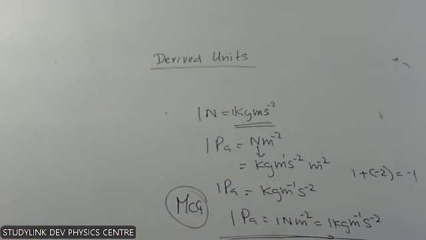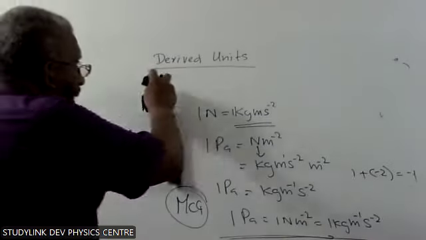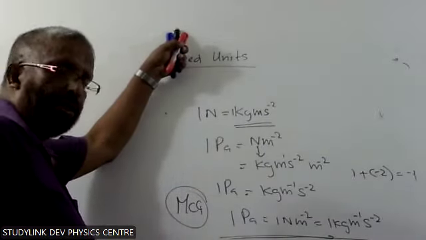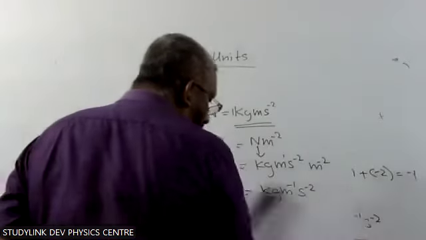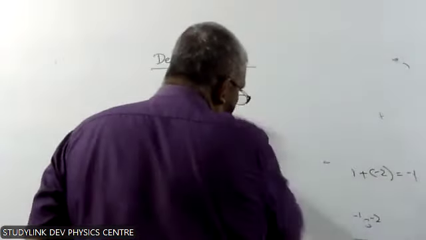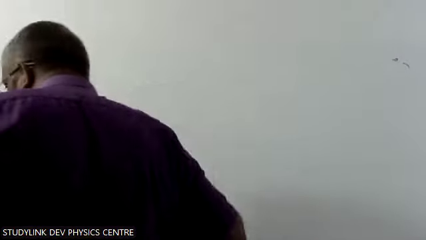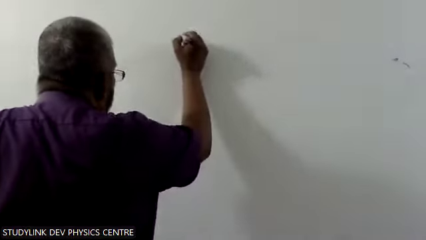Right. Now, as far as any derived unit is concerned, that should be done in this way. Then we can get the new one. I explained up to Pascal. Then work done. Only another one is there. That is power.